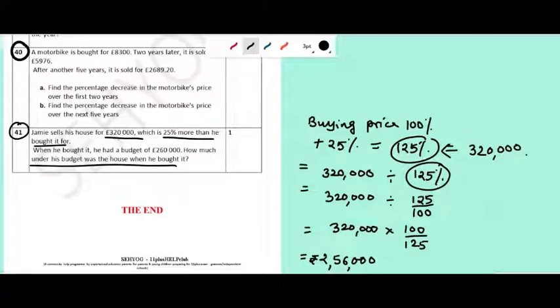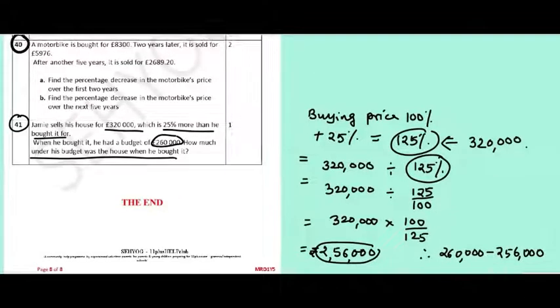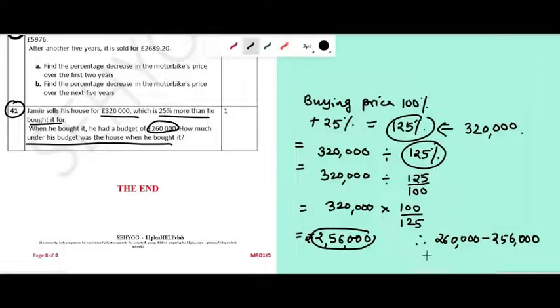So his budget was 260,000 and he bought it for 256,000. So it is under budget by the difference between these two amounts. So 260,000 minus 256,000 gives us 4,000.